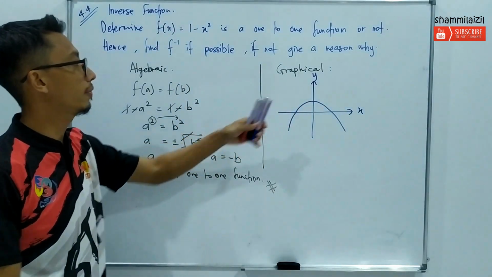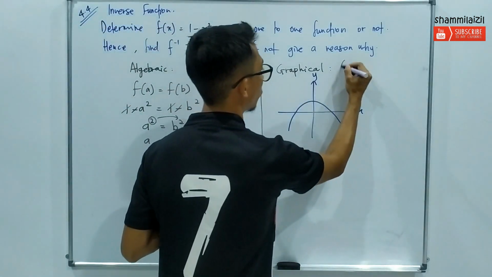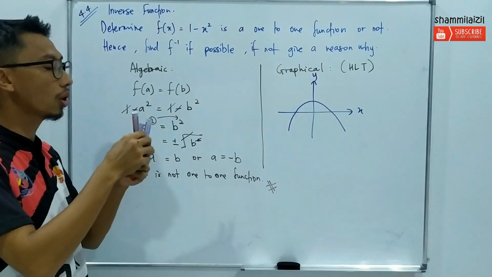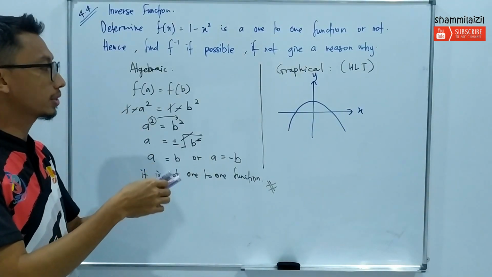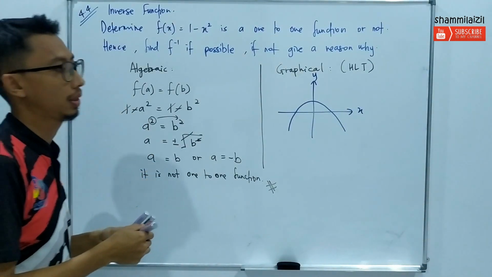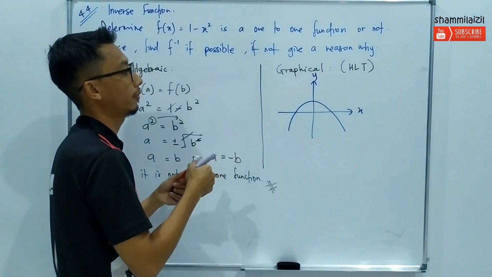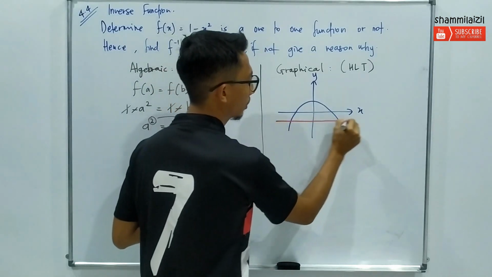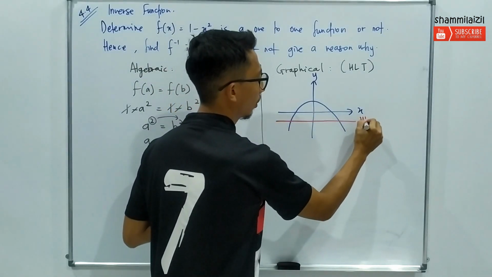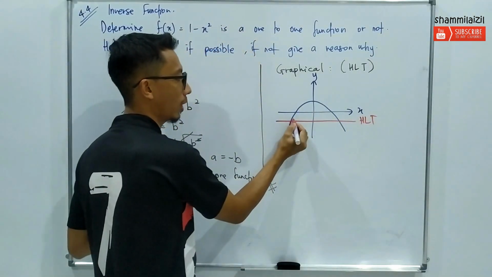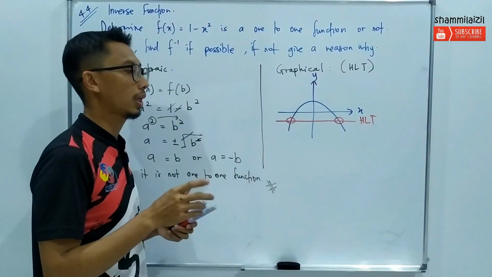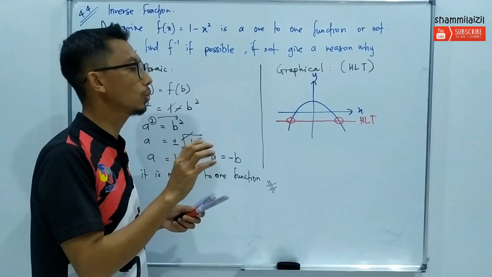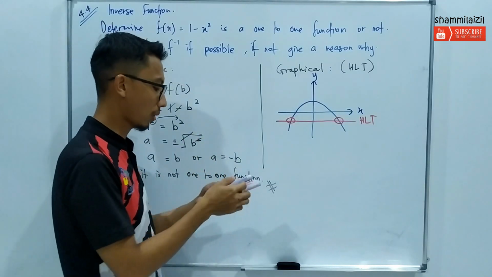Once you get this graph, graphically, we actually use the HLT, which is the horizontal line test. Simply draw a horizontal line passing through the most points possible against the graph that you did just now. So this is the graph. Let's say this is my HLT, horizontal line test. As you can see, we have two intersections. We can only accept one intersection. One intersection, therefore it is one-to-one. Two or more intersections, not one-to-one.